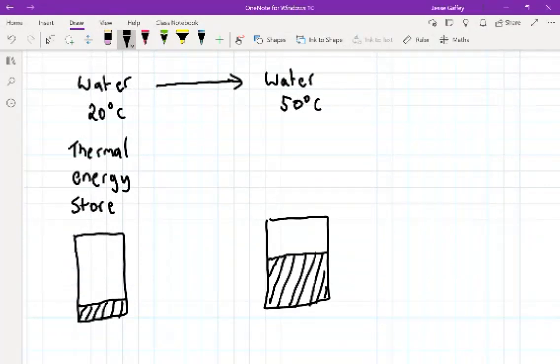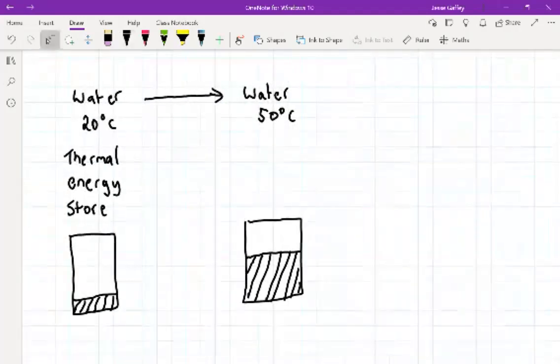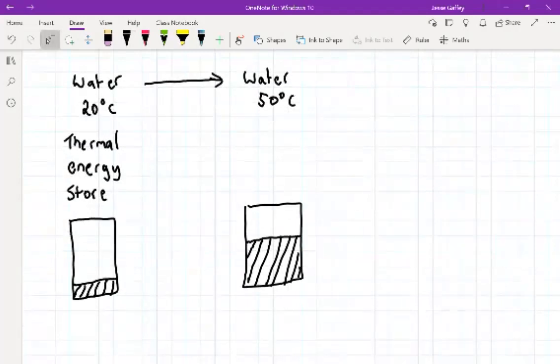So this is the first energy store. And we talk about the thermal energy store when there has been a change in temperature. So the water has gone from 20 degrees to 50 degrees. We say energy is added to the thermal energy store.